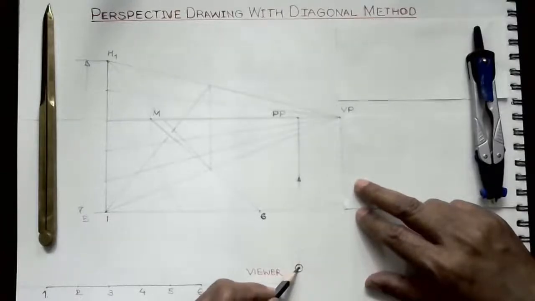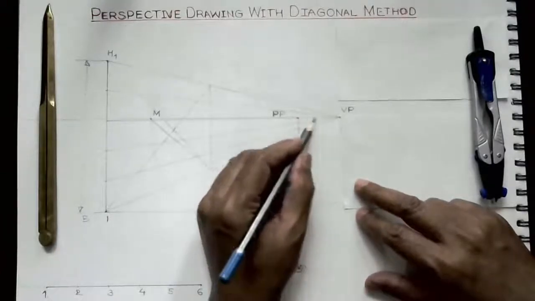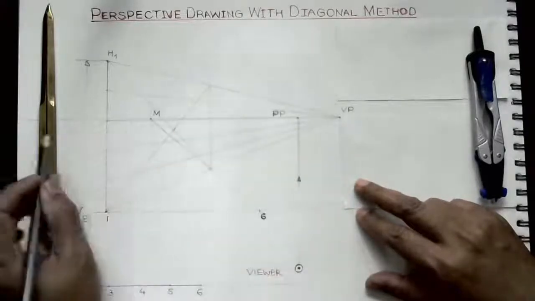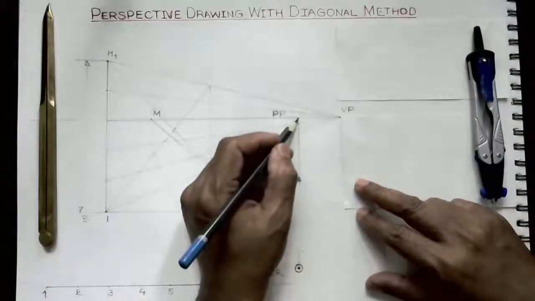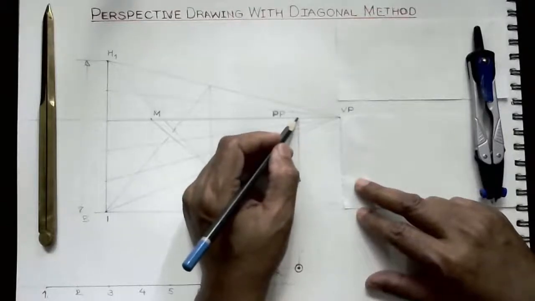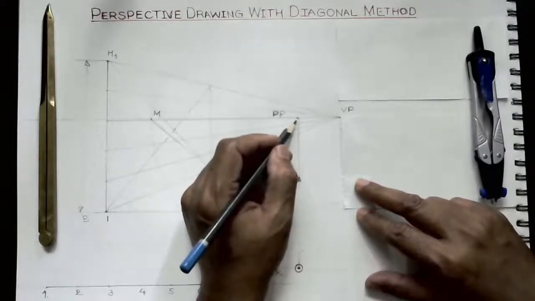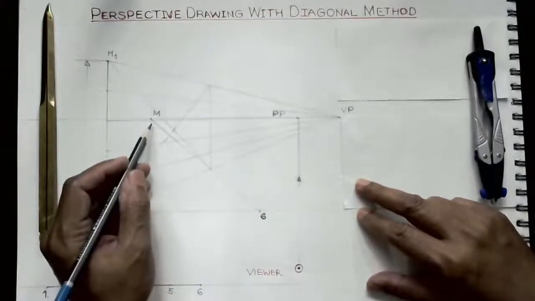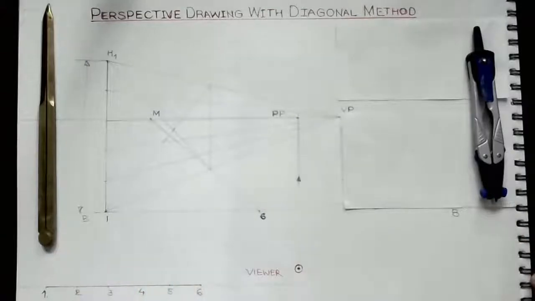When we project the viewer on this line, which is the horizon line, we get the principal point. This has already been covered in my previous videos on the subject. And now this is a measurement point, say in 5 parts. Accordingly, I have made equidistant points.